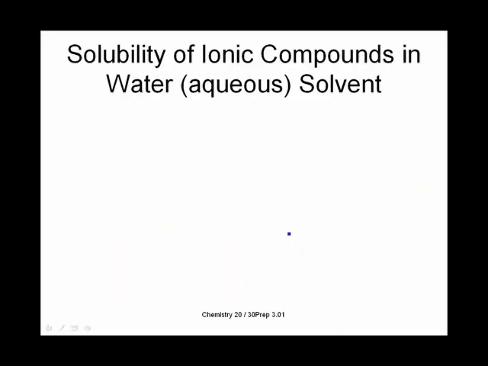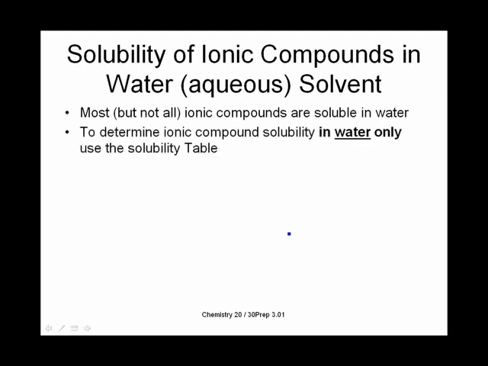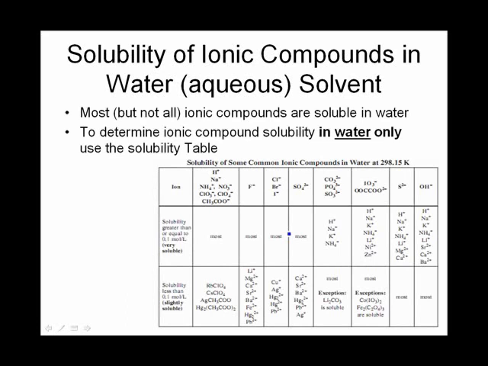So now that we've kind of talked about what solutions are, we're going to talk about what happens when we put certain types of compounds in water. This is how we make solutions of a certain type. So ionic compounds, when we put them in water, water is the solvent. The ionic compound would be the solute. Most, but not all ionic compounds are soluble in water, so they will dissolve. To determine if they are soluble, we can use our solubility table. Now this only works if your solvent's water.